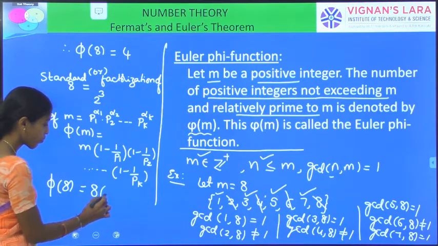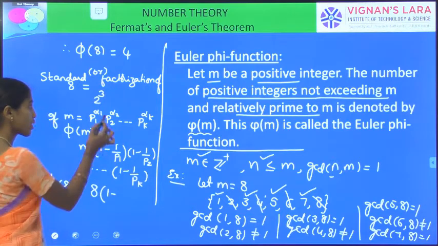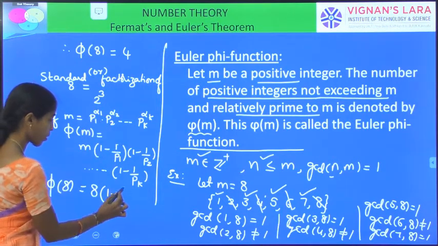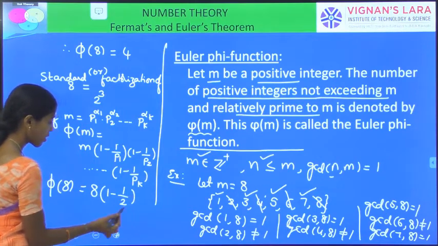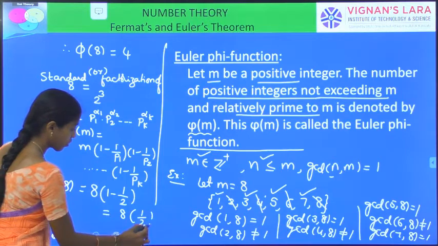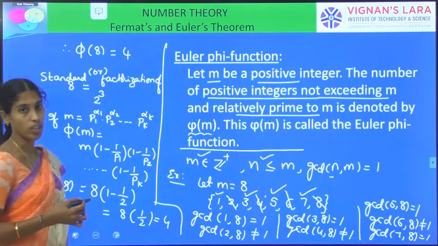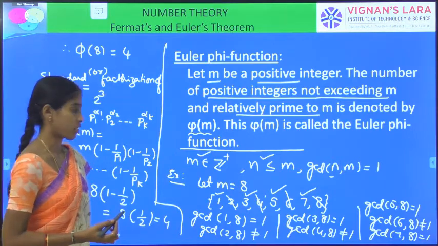8 into 1 minus, what is the formula? 1 by p1. So what is the prime number here? 2 is the prime number. 1 minus half, which is 8 into 1 by 2 is equal to 4. This is another way of calculating the Euler phi function, right?